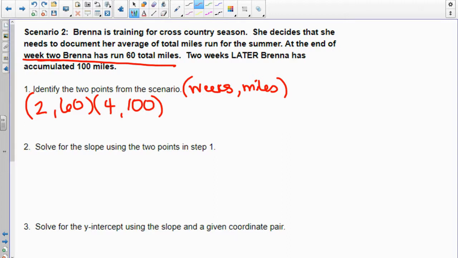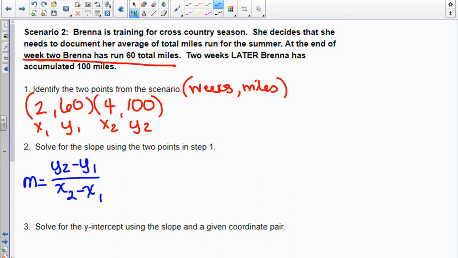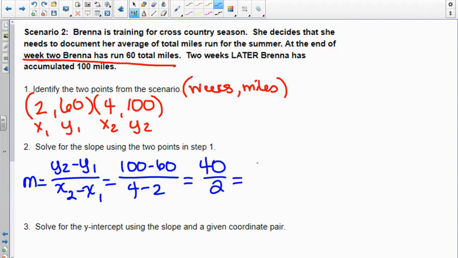So we're going to take your x1, y1, x2, y2, and we're going to put it into that formula. So your slope equals y2 minus y1 over x2 minus x1. Y2 is 100. We're going to subtract that from the lovely 60, which is y1. And then x2 is 4, and x1 is 2. So we have 100 minus 60, which is 40, and 4 minus 2, which is 2. So we get 40 over 2, which is 20.